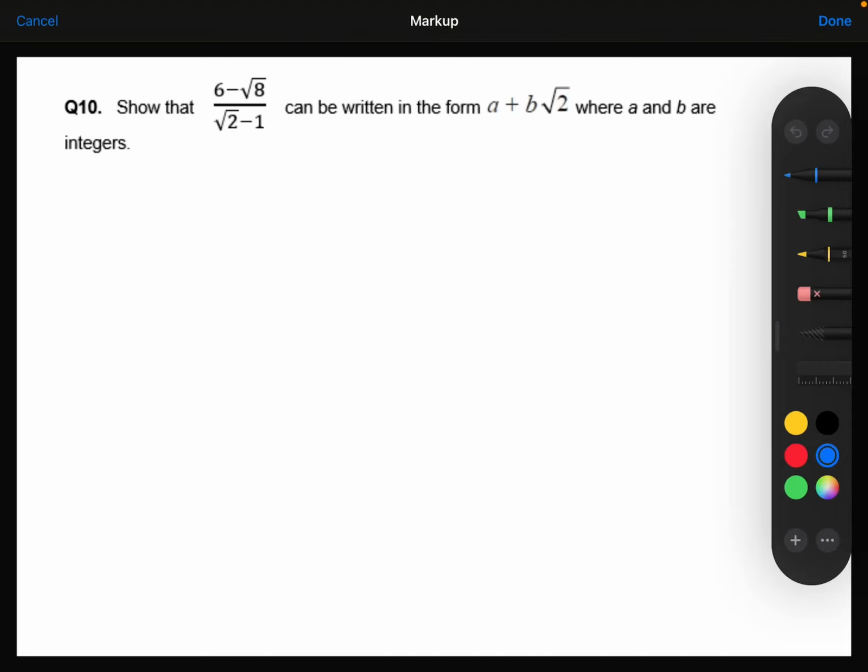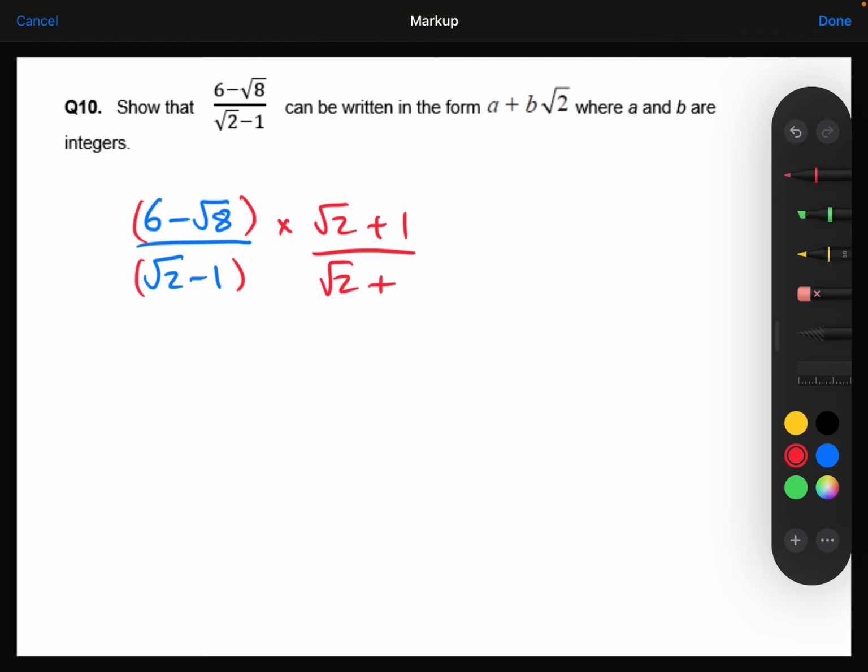Show that (6 minus root 8) over (root 2 minus 1) can be written in the form a plus b root 2, where a and b are integers. So I'm going to rationalise the denominator, which means that we've got two terms on the denominator here, so I'm going to multiply by root 2 plus 1, the conjugate. Just basically taking this, copying it here, but flipping the negative to be a positive.